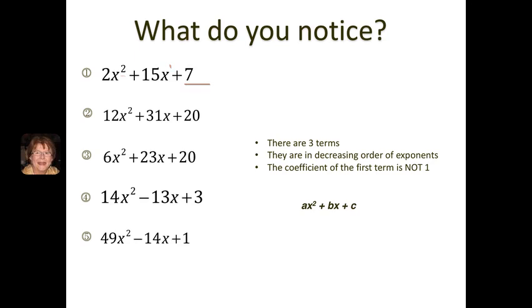Now, if you can remember, in the easy trinomials, it was the same thing. But here's the difference between the easy trinomial and the decomposition method. The coefficient of the first term is not 1. Notice, here it's 2, here it's 12, here it's 6, 14, and 49. We say that this is in the form ax squared plus bx plus c.